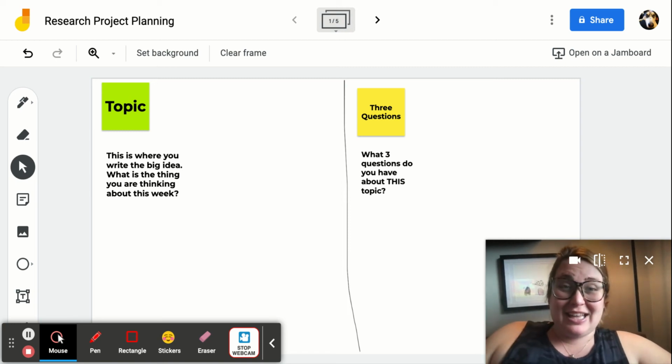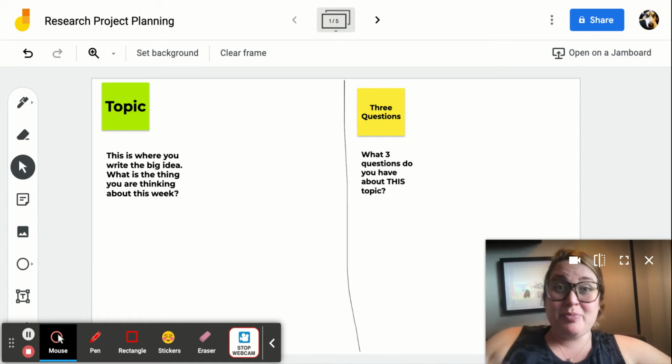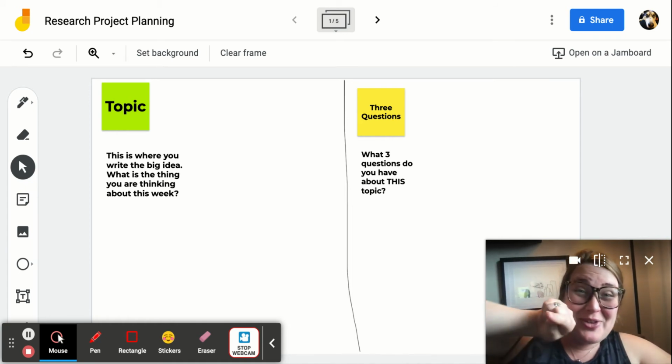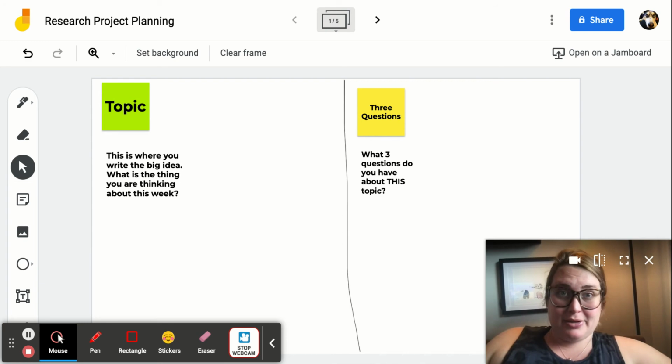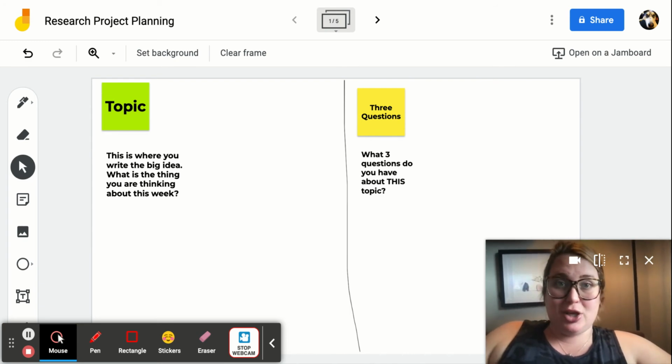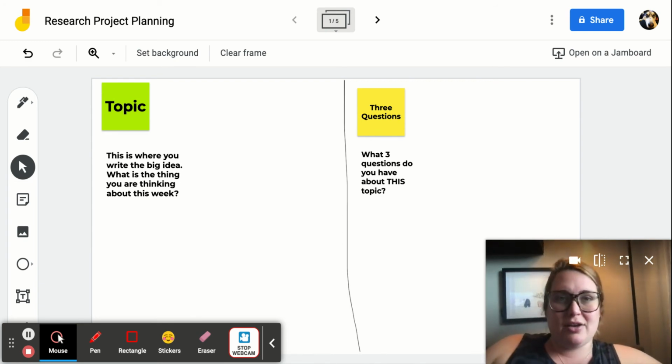Hi, I wanted to let you know how we are setting up our research plans for this week. The first thing you should know is that on the green side, it says topic. For your research project this week, you are allowed to pick any nonfiction topic.